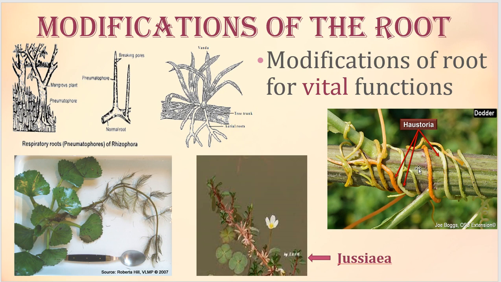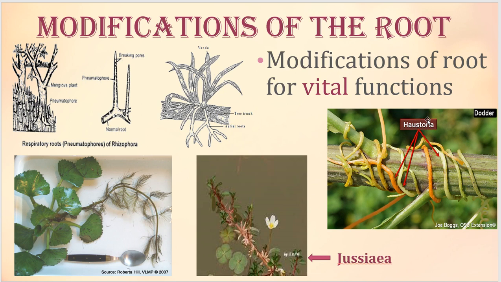What are haustoria? They are the sucking roots. By the term you can understand the meaning. They are sucking roots. These roots will penetrate into the host plant, and these haustoria will be helpful to absorb nutrients from the host plant. They are called haustoria or sucking roots.